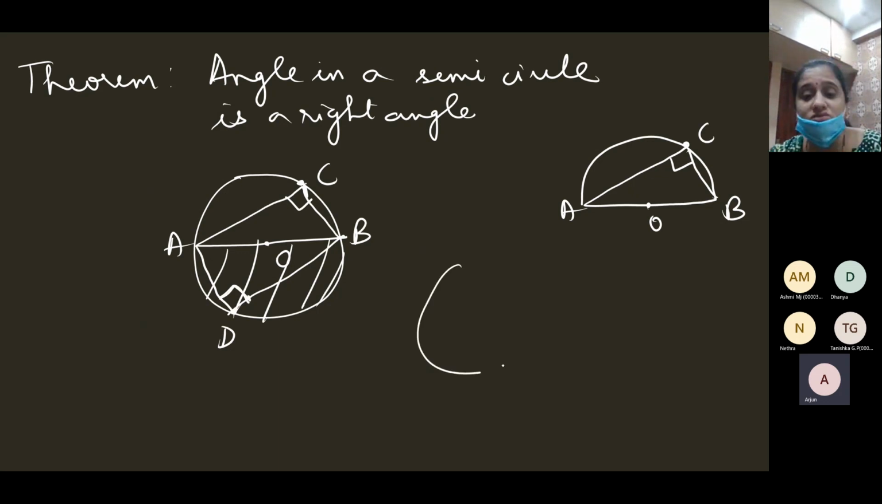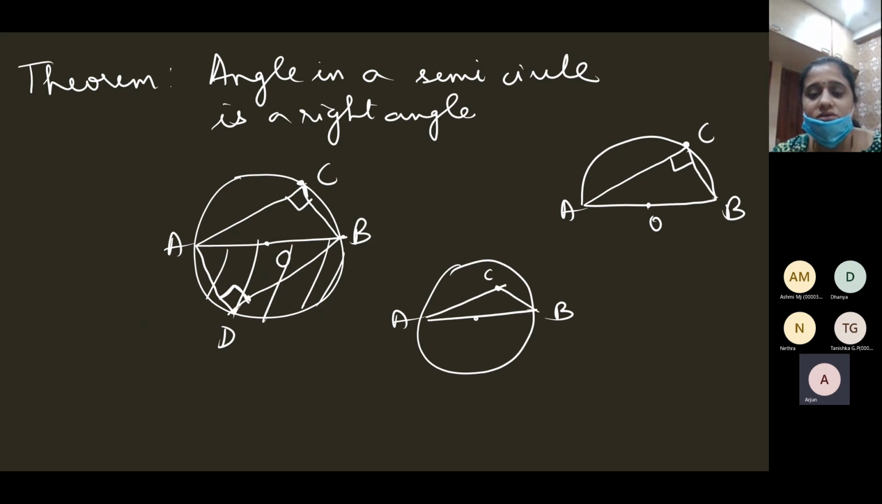See, this is not a right angle. Suppose a circle, diameter AB, and you take a point C here. You join like this. This is not 90. The point should be on the circumference of the circle, not anywhere inside the circle. That point C or D should be on the circumference of the circle, not inside the circle or outside the circle. It should be on the circle.